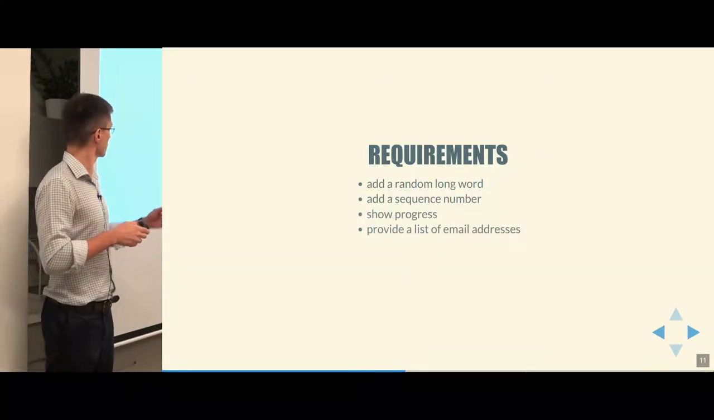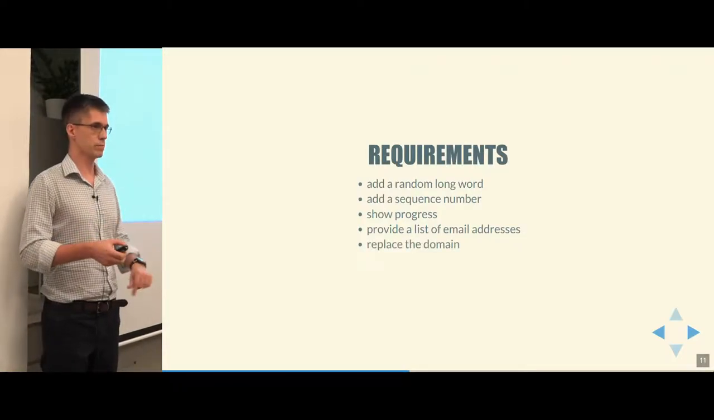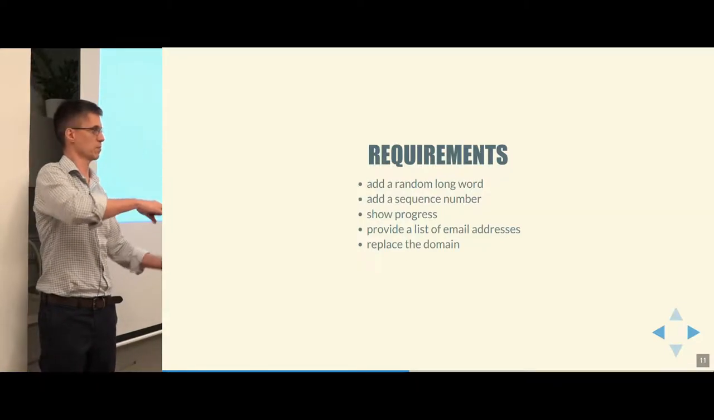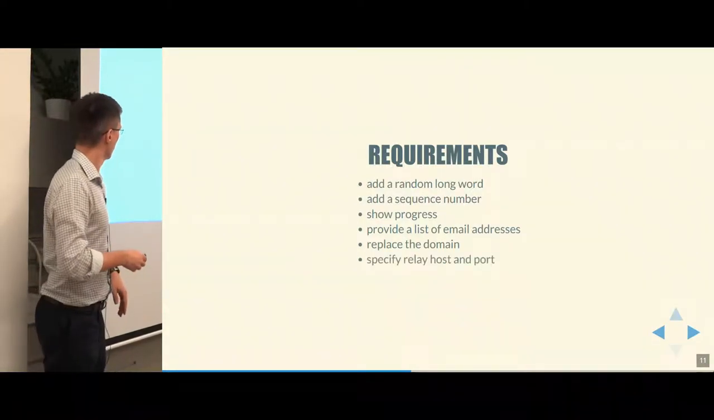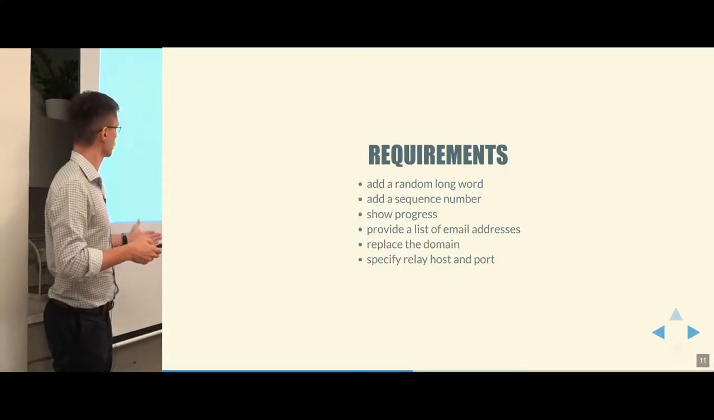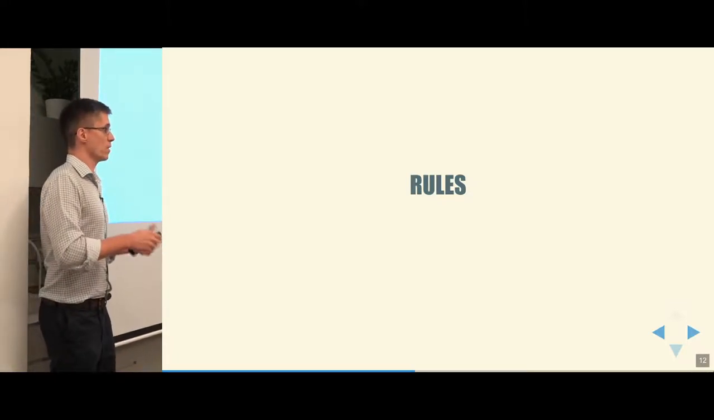We had to show progress, we had to provide it a list of email addresses, we needed a way to replace the domain so that we can send one thing to one group of people and then send it to the same group of people but on a different domain. And we needed to be able to specify relay host and port, and that was really it. So, this happened on a Sunday.